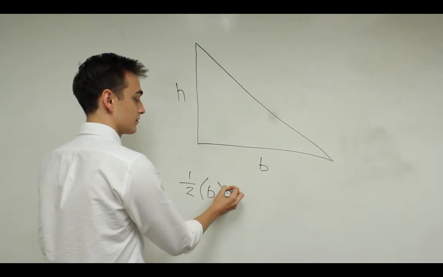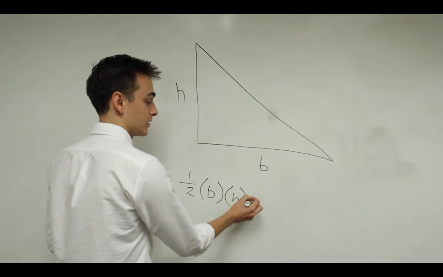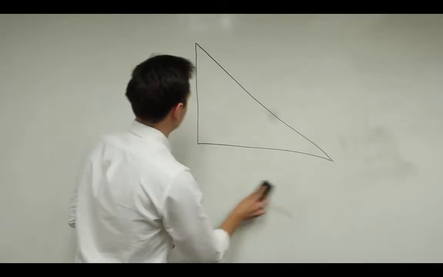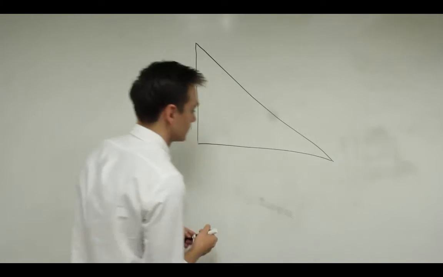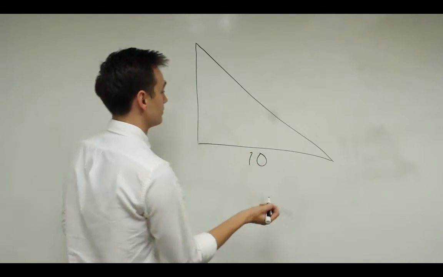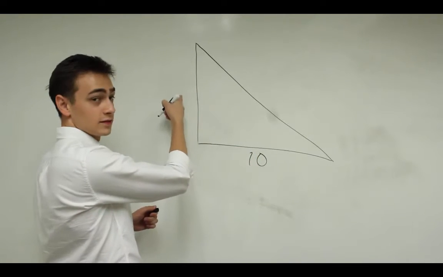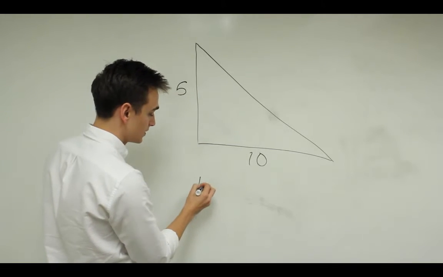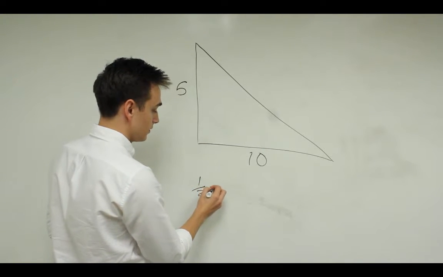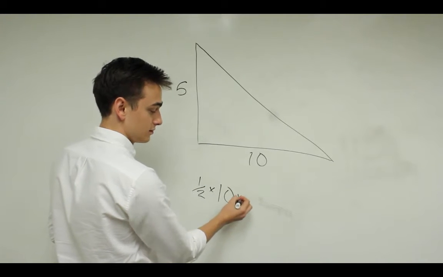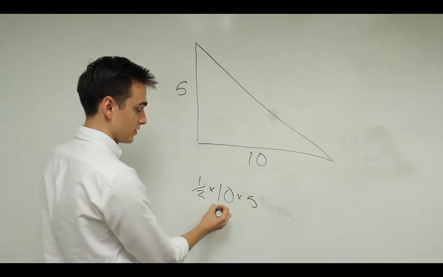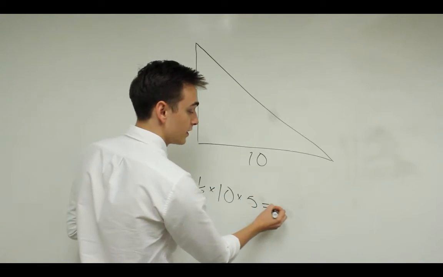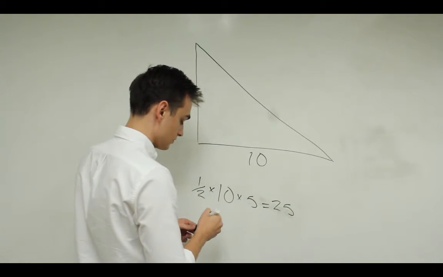To find the area of this triangle, you take 1/2 times the base times the height, which will equal the area. Let's say that the base is 10 and the height is 5. To find the area, you just take 1/2 times 10 times 5. So this is 50, and then you multiply that by 1/2. The area of this triangle is 25.